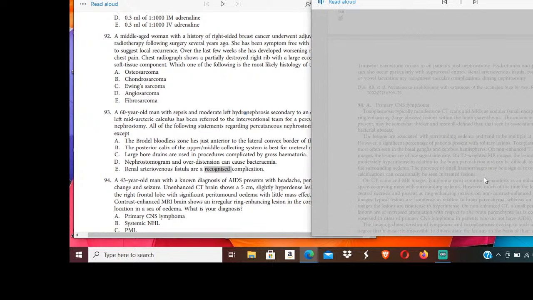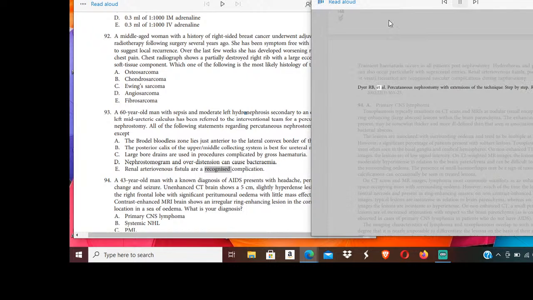Transient hematuria occurs in all patients post-nephrostomy. Hydrothorax and pneumothorax can also occur, particularly with supracostal entries. Renal arteriovenous fistula, pseudoaneurysm, or vessel laceration are recognized vascular complications during nephrostomy.